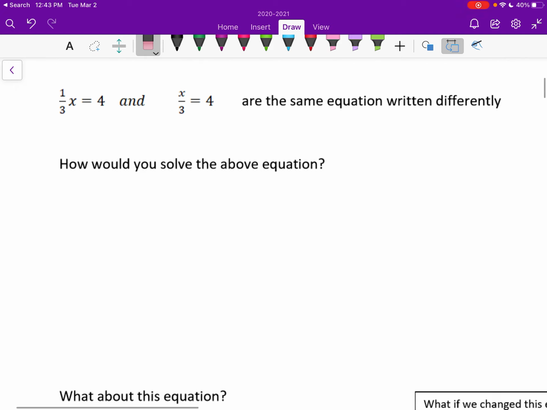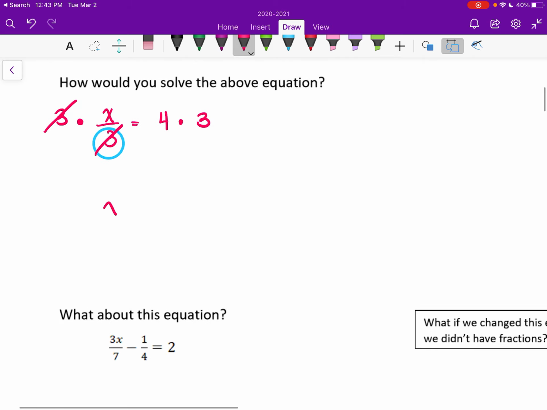So if we were going to look at how we would solve this equation, I'm going to write, okay, so we have x over 3 equals 4, right? And if I wanted to solve for x, I'm going to want to get the x by itself, so I'm going to want to get rid of this 3 at the bottom. It's x divided by 3, so I'm just going to do x multiplied by 3 because it'll cancel on this side. And then whatever I do to one side, I have to do to the other, so I'm left with x equals 4 times 3, which is just 12, right?